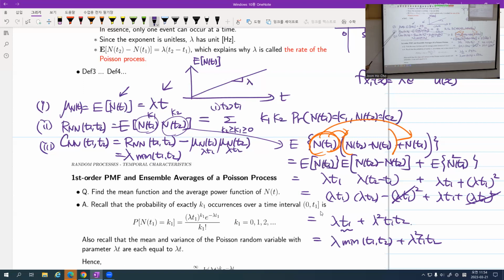Anyway, so let's see the autocorrelation function. Is it a function of time difference t2 minus t1? And your answer is no. Okay. This is not a constant. This is not a function of time difference. What does that mean? Definitely, the Poisson random process is not wide-sense stationary. Means it's not stationary at all. Right?